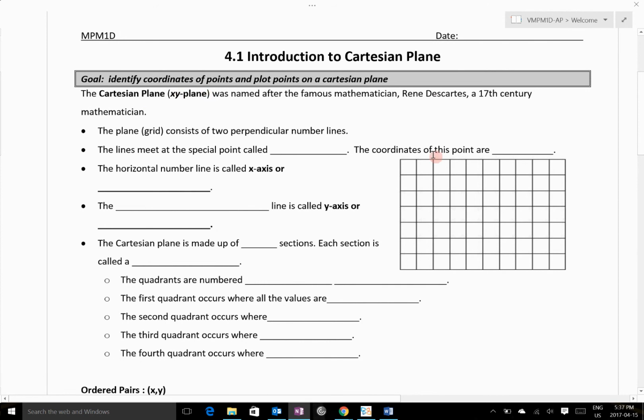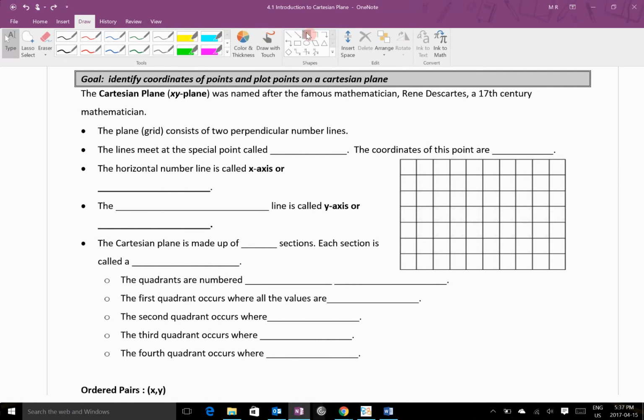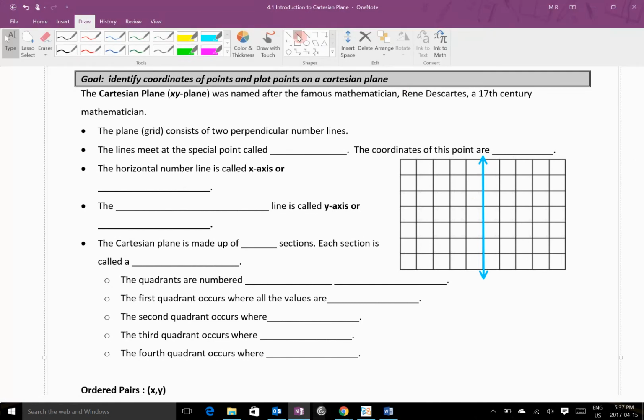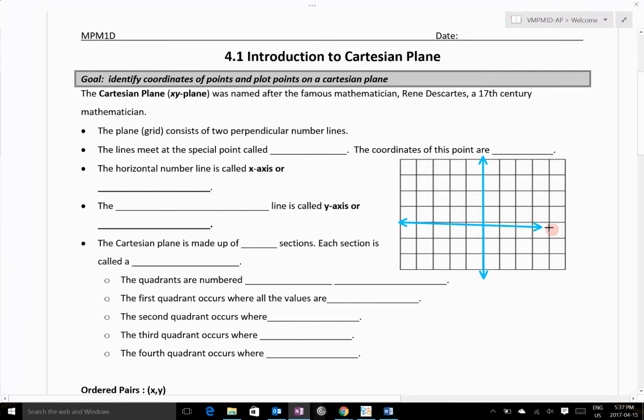What it is, well, it's a grid. On this grid, it consists of two lines that are perpendicular to each other. So I'm going to draw two lines here. One line will be like this, going straight up and down, and the other line will be going left to right, just like this. You notice these two lines are perpendicular to each other, that is, they are at right angles to each other. Where these two lines meet, we call this point the origin.